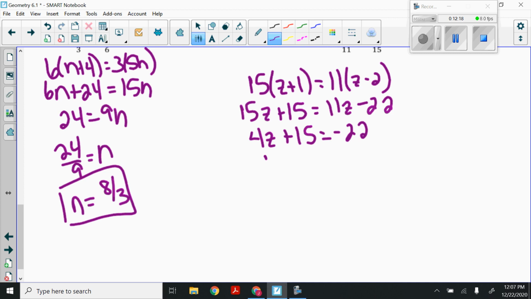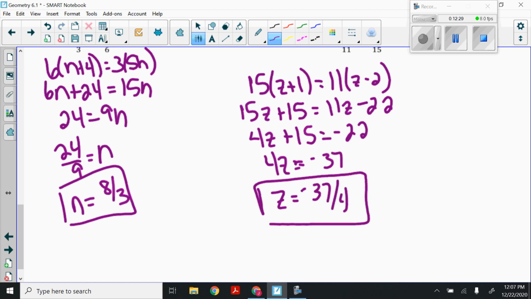Subtract 15 from both sides, and I get 4z equals negative 37. And divide, so I get z equals negative 37 over 4. They don't have anything in common, so that would be our final answer.